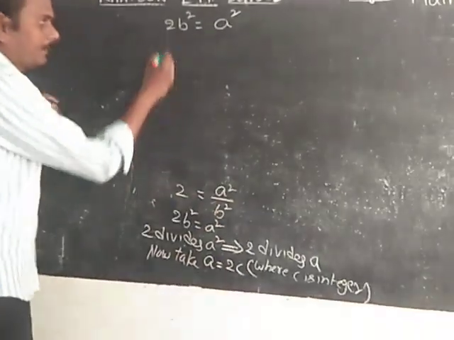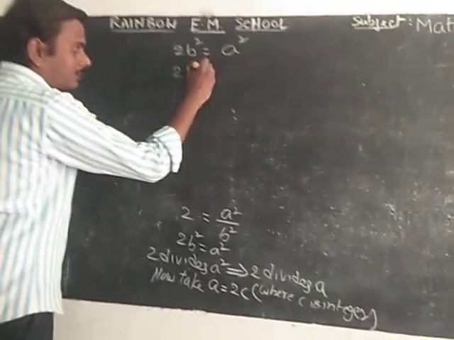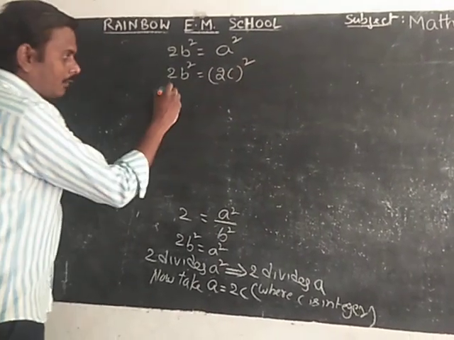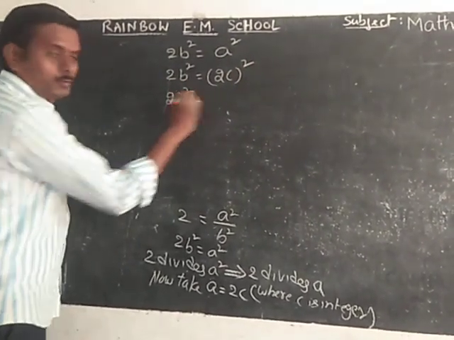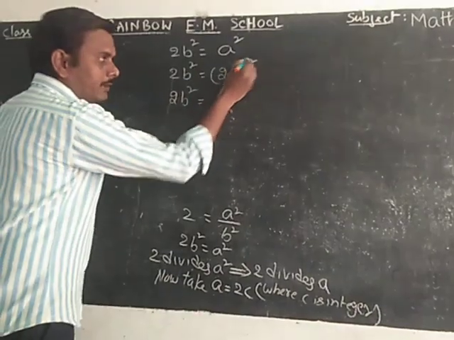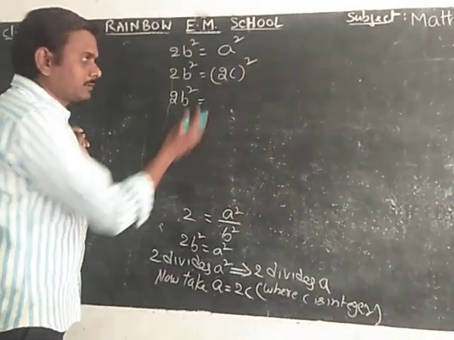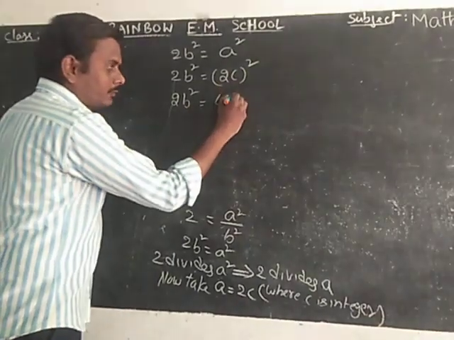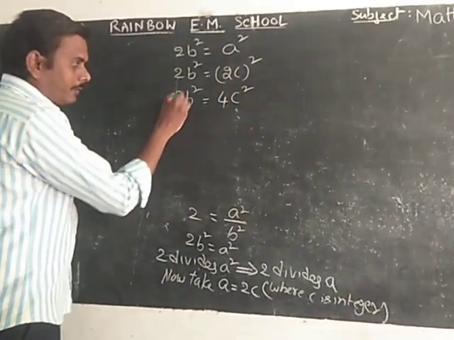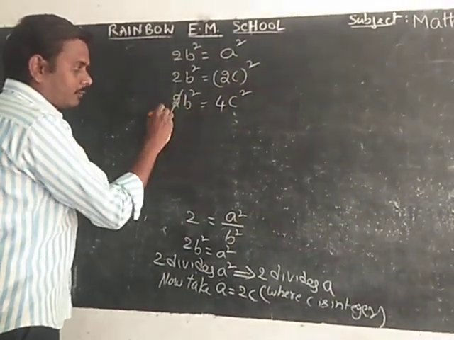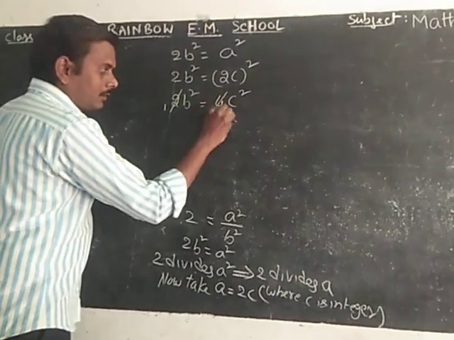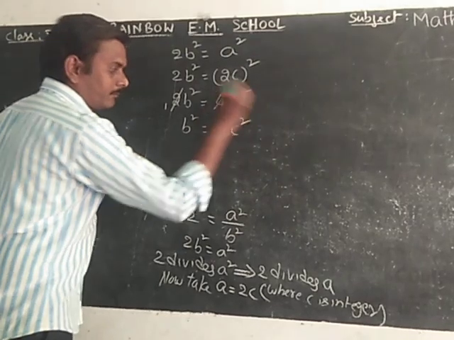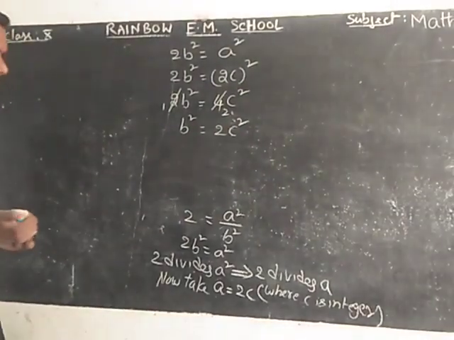Replace a with 2c: 2b square equal to 2c whole square. 2c square means 2c into 2c, which is 4c square. Now we have to cancel 2 on both sides. That means b square equal to 2c square.